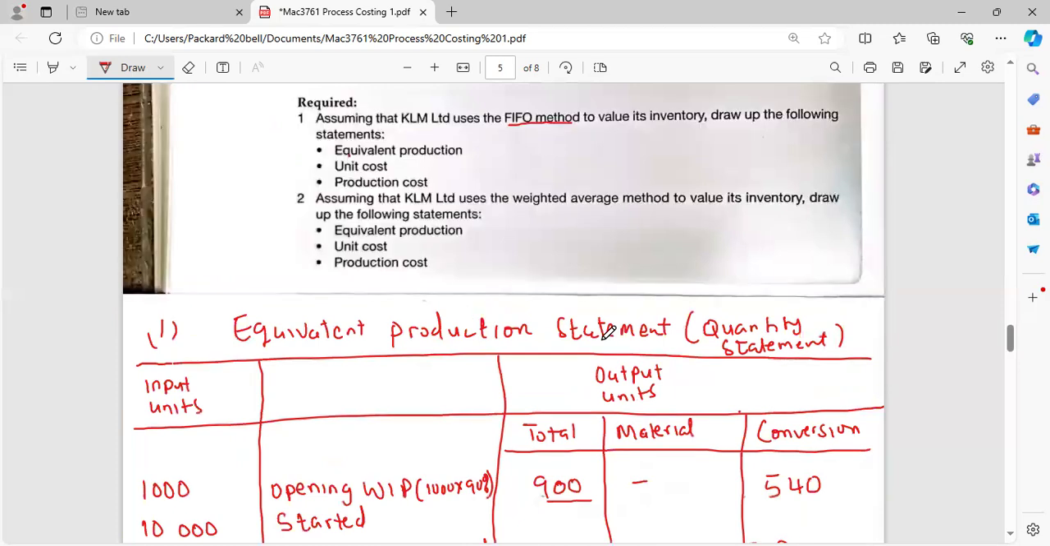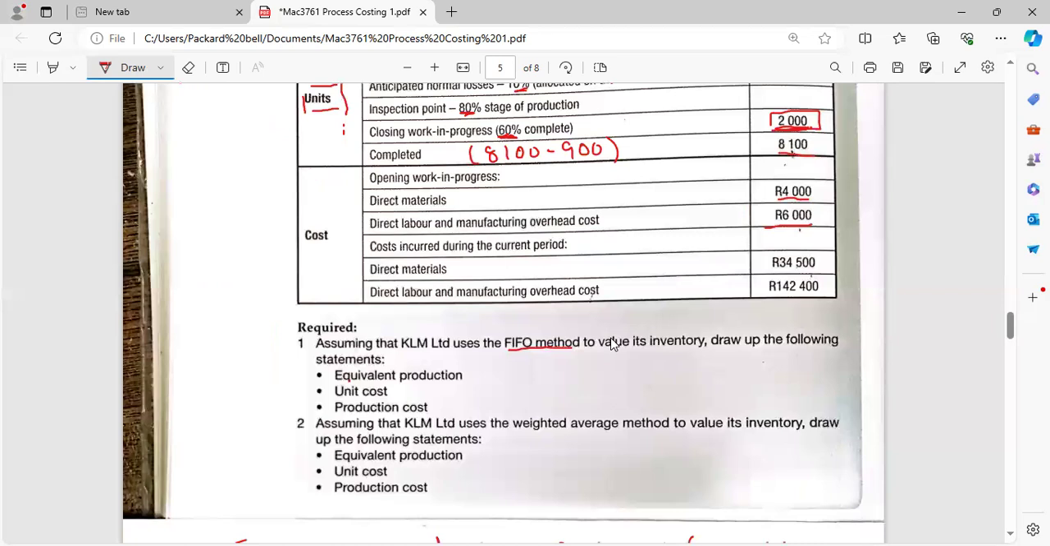Which means we go to our question. Remember, we are using FIFO. So when you are using FIFO, you are not going to include your opening work in progress. You are going to use cost incurred during the current period. Remember, even when we were doing direct and absorption costing, we said when we are using FIFO in inventory valuation, we don't include the opening and closing inventories. The same applies here. So it's still the same principle, which means we are going to use cost incurred during the period. So we're going to use this direct material and direct labor and manufacturing overhead cost.